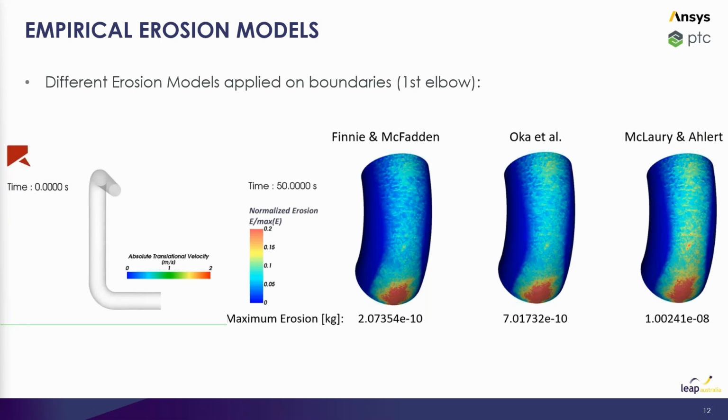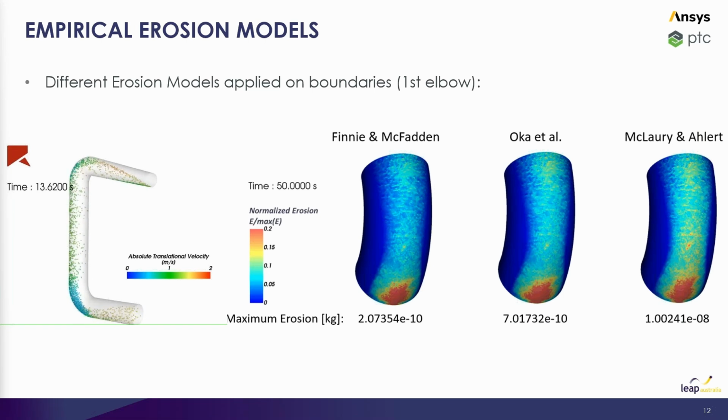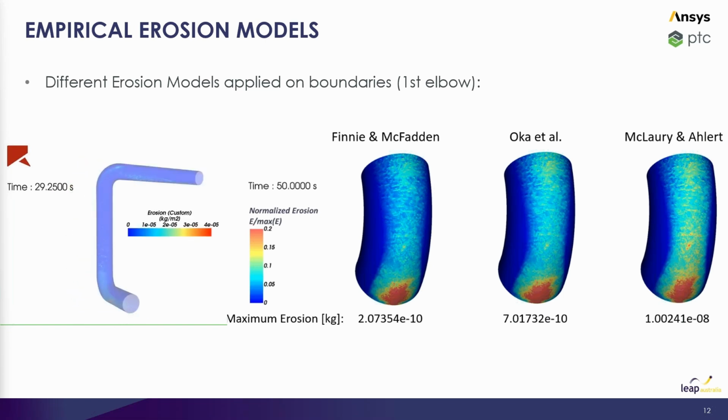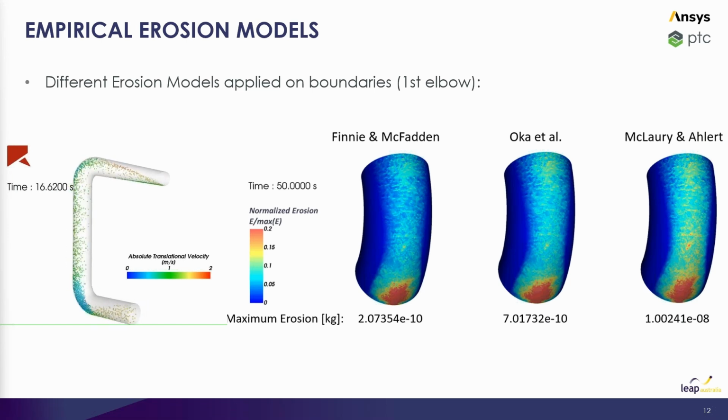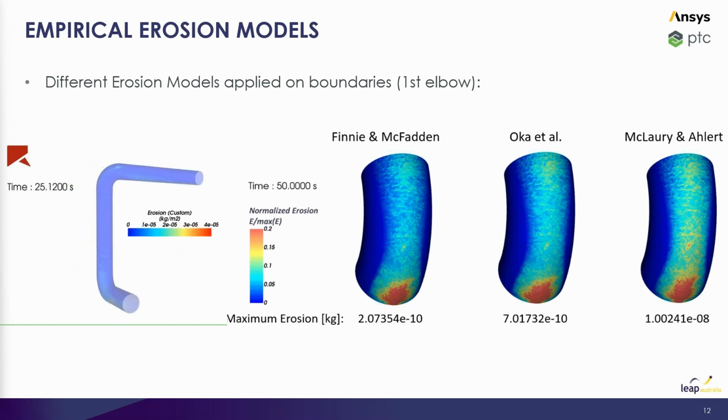The last example I had on this shows the implementation of empirical-based erosion models, which will consider the impact angles, impact velocities, as well as, of course, material and particle properties to calculate the cumulative eroded mass due to particle boundary collisions. So we can use this as an alternative to the inbuilt wear model, which is based on Archard's law.